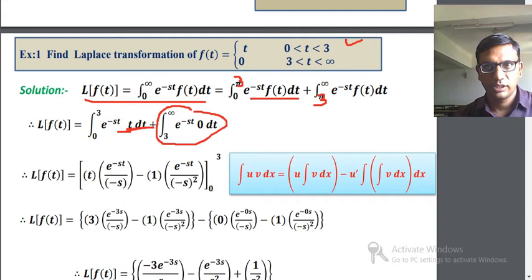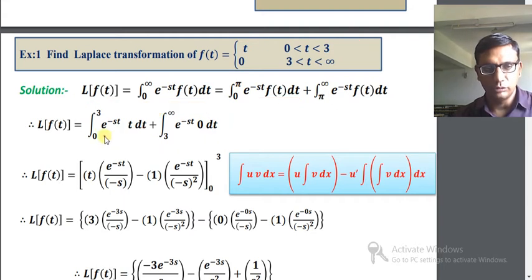Now we will solve only the first integration. Here we have two functions, t and e raised to minus st. The first function is the algebraic function t, and the second function is the exponential function e raised to minus st. So we are applying the integration by parts rule.